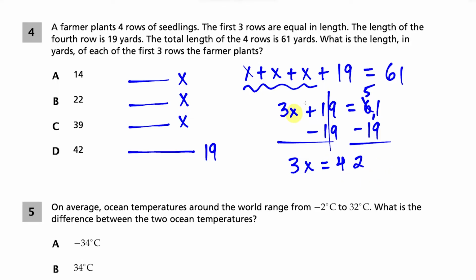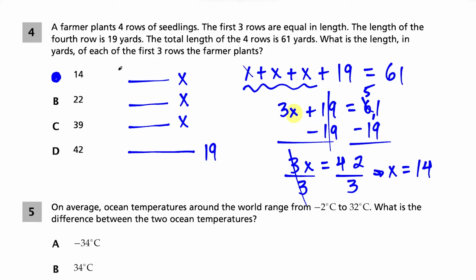So how do I get rid of times 3? The opposite of multiplying by 3 is dividing by 3. But the golden rule of algebra is whatever I do to one side, I have to do the same thing to the other. So I have to divide both sides by 3. 3 divided by 3 cancels, and then X equals, if I do 42 divided by 3, that's 14. So the length of each of the first 3 rows is 14 yards.